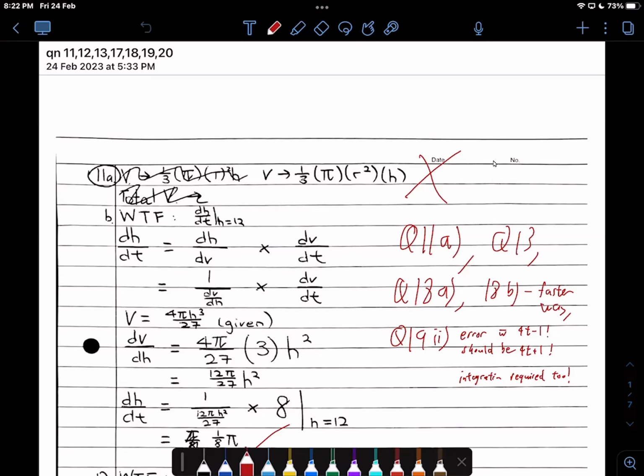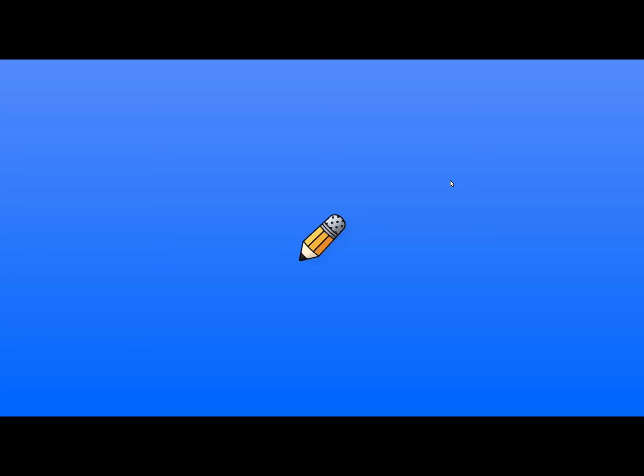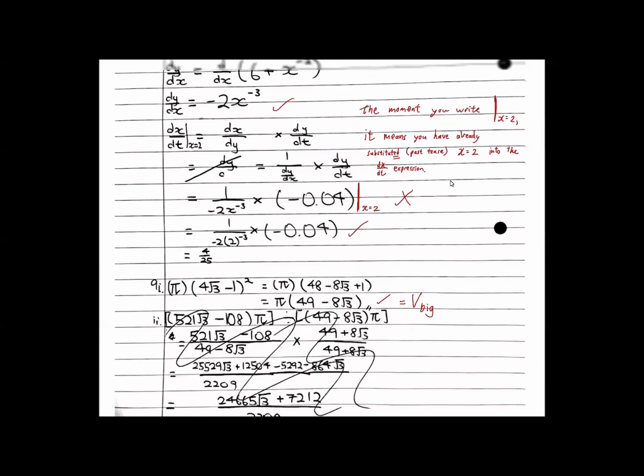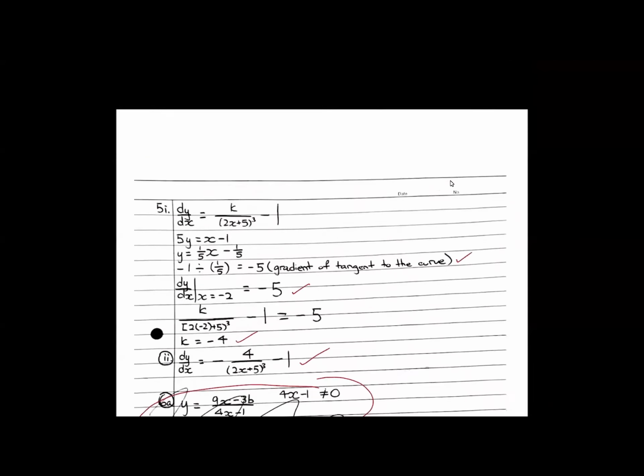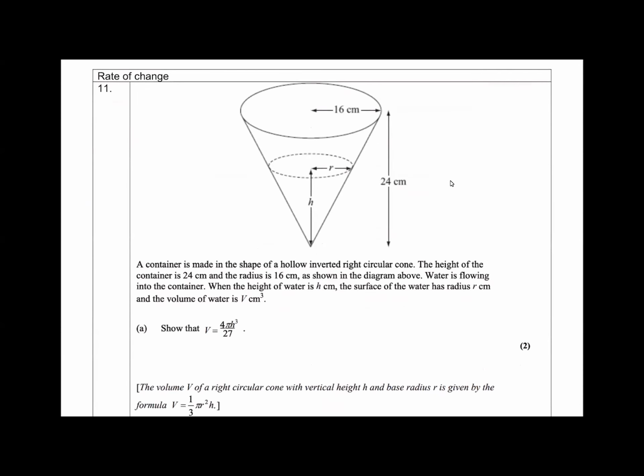Okay, let's begin. For 11A, the key idea is that it's a standard cone question, so there will always be two similar triangles. Let me show the question first to recap. Here's the question, right? Whenever you have a cone, there are always two right-angled triangles that are similar. Can you see the two similar triangles? Okay, good.